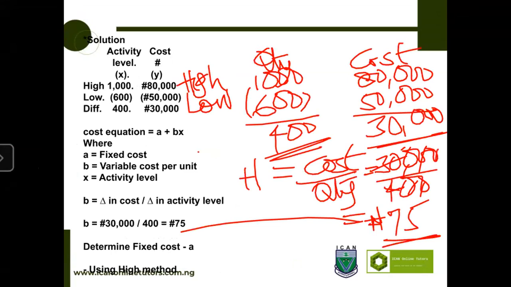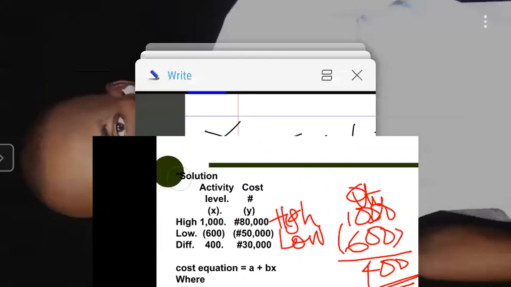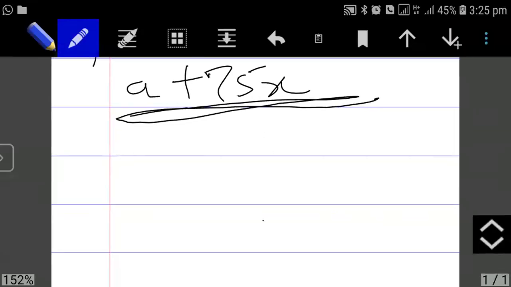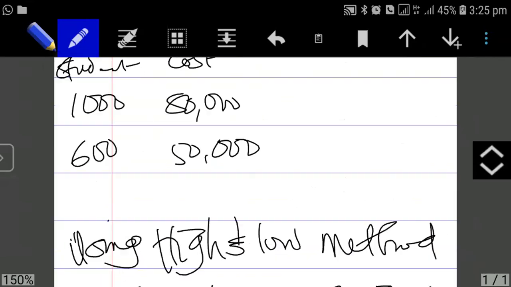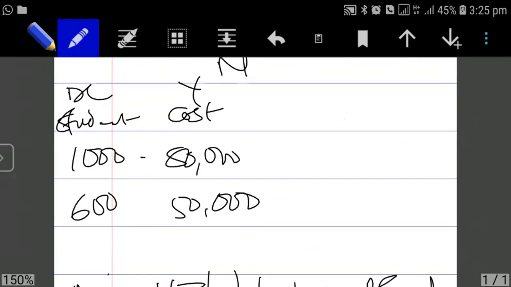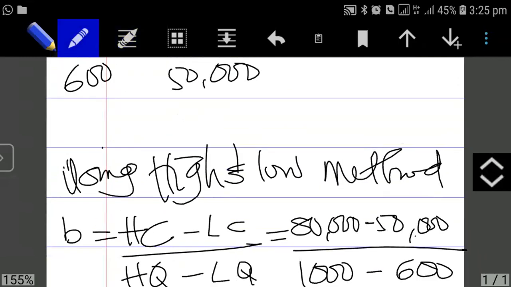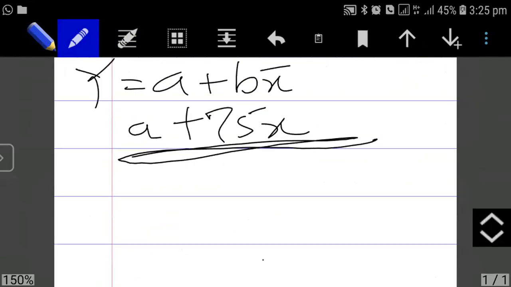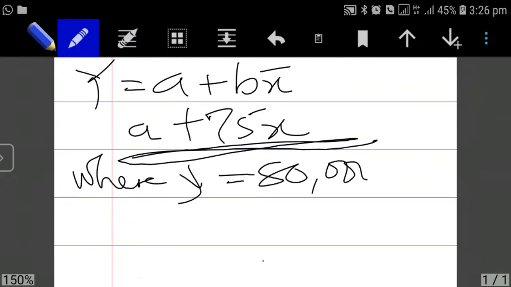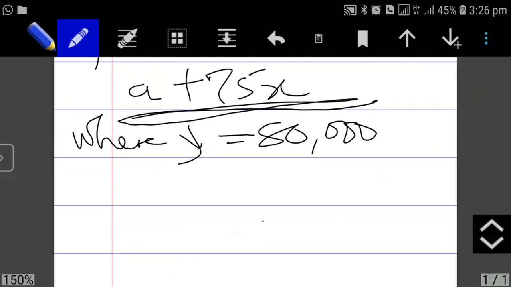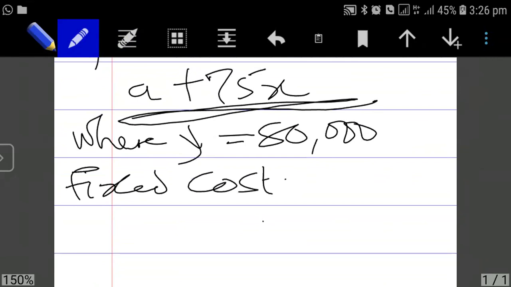For the first one, if the cost of 1,000 students is equal to 80,000, what is the fixed cost in that cost? It means that where Y is equal to 80,000, which is the cost, the fixed cost is unknown.